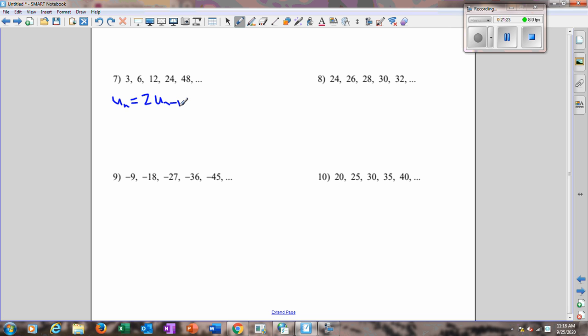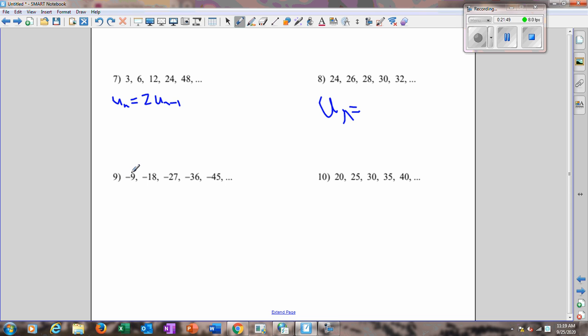Number 8 is 24, 26, 28, 30. So we have u sub n equals u sub n minus 1 plus 2, because it goes up by 2 each time.